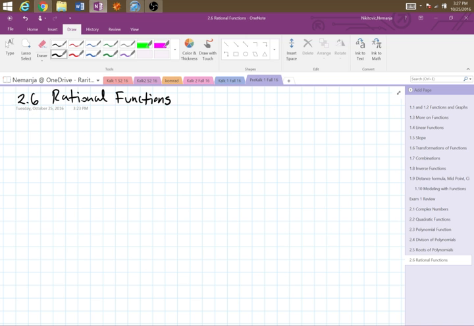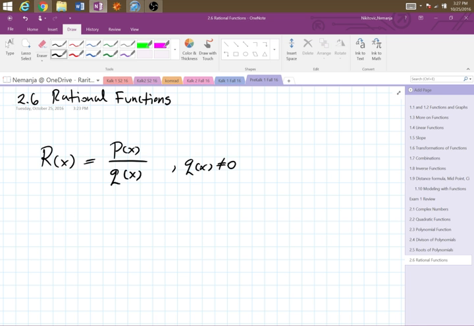So first of all, the rational function, we can put R of x, is going to be defined as a quotient, division, of two polynomials, where the polynomial in denominator should be different than 0. So we have two polynomials that are divided.